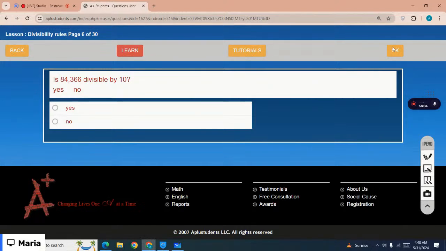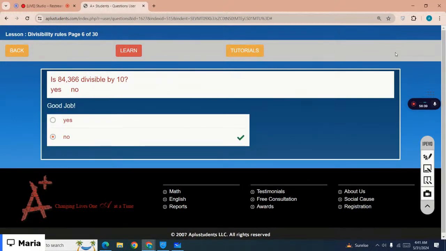4366. The correct option is no. Because the divisibility test for 10 is the ones digit is zero. Here the ones digit is not zero. So that means no, the number is not divisible by 10. Got it?